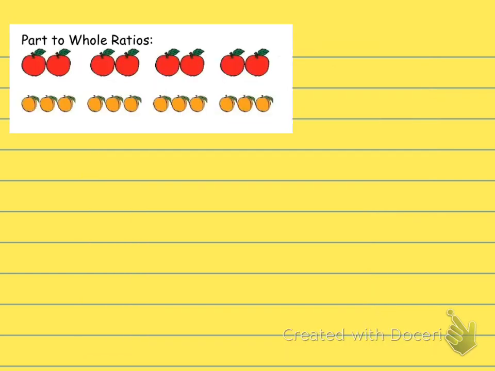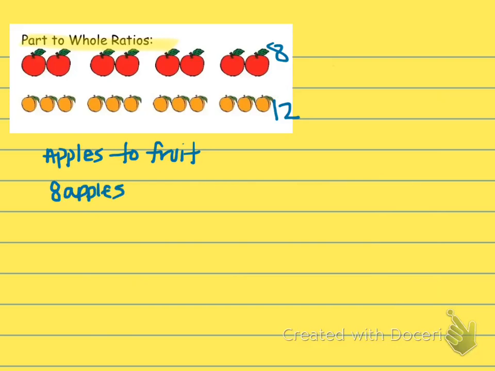Then we're going to move on to a part to whole ratio. This is fruit again. We have apples again. We have 2, 4, 6, 8 apples, 3, 6, 9, 12 oranges. So a type of question for a part to whole ratio would be something like, what is the ratio of, let's say, apples, so write this down, to fruit. Okay, well, how many apples do we have? We have 8 apples to total fruit.